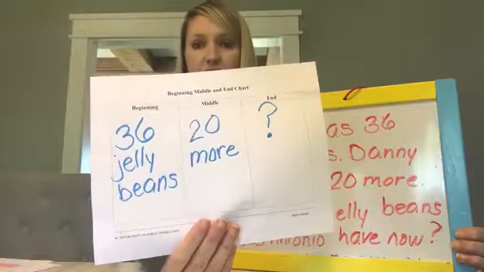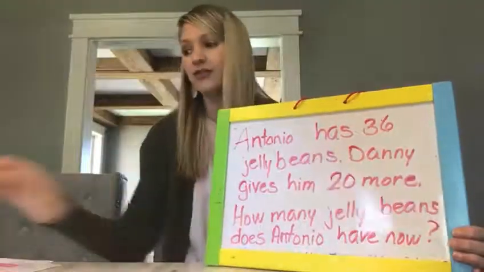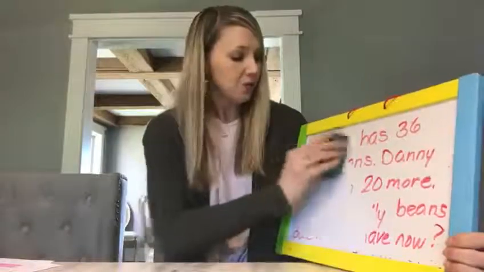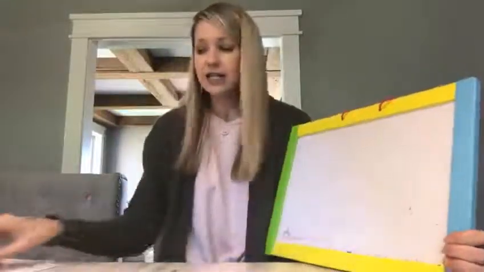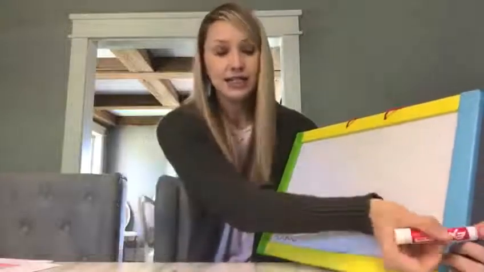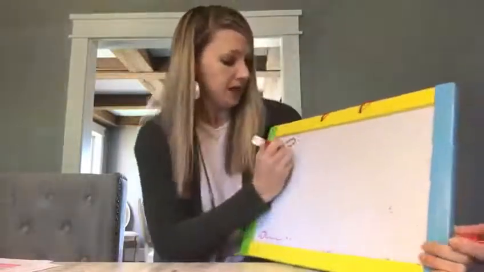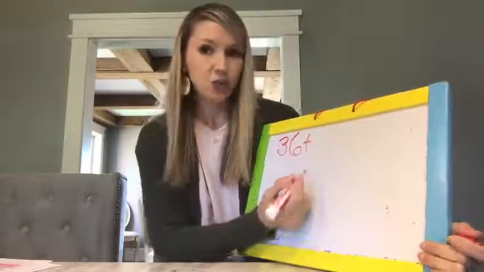So he has 36 jelly beans. He gets 20 more. So the first thing we need to figure out is, do we need to add or take away? Well, he gets more, so we're going to add, right? Okay, so he started with 36 jelly beans in the beginning of our problem. So we just said we're going to add, and we're going to add 20 more.